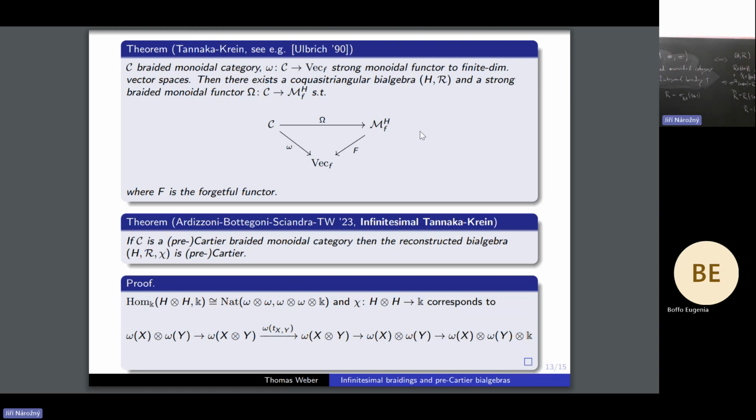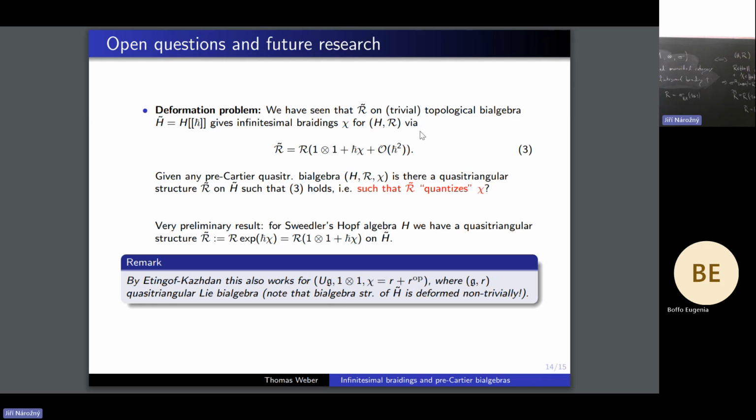It's not very complicated, but maybe I can skip this and go to the last slide. Yeah, so as something that we are having in mind, this is work in progress, is also something I mentioned on the blackboard.